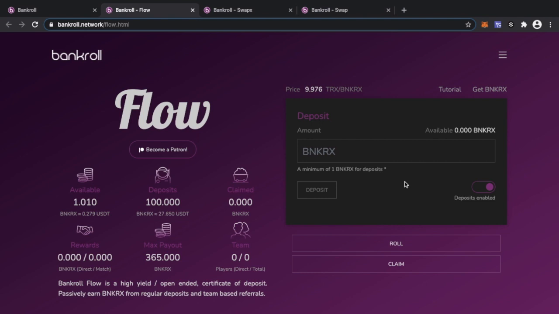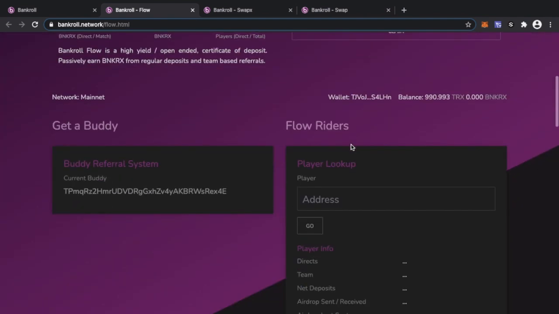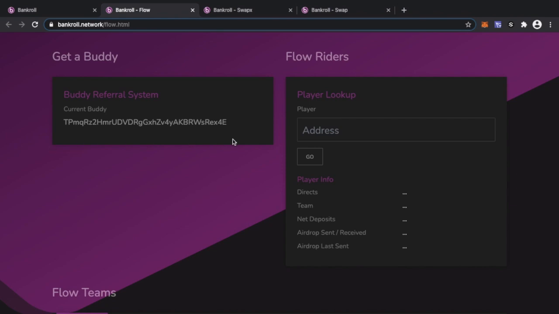So once you're on the flow page, I will leave the link down below. Hit the deposits enable button, make sure it's purple. Come down to the buddy referral system. There will be an empty box here to put an address in. If you want to use my address, I will leave it down below. And if you do use it, I do appreciate it.